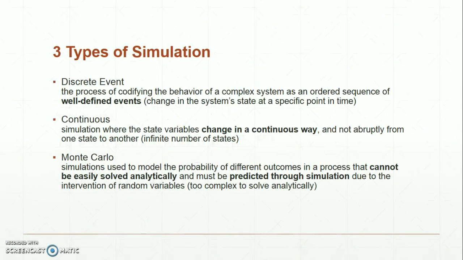So first, we are going to define the three different types of simulation that we've covered: discrete event, continuous, and Monte Carlo. Discrete, basically, we're looking at a system of ordered sequences that come in as well-defined events, and continuous is a simulation where the variables change in a continuous way. Then Monte Carlo is typically looking at the probability of different outcomes in a problem that typically can't be solved. It's really hard to solve mathematically or analytically, and they are typically just predictions or approximations.